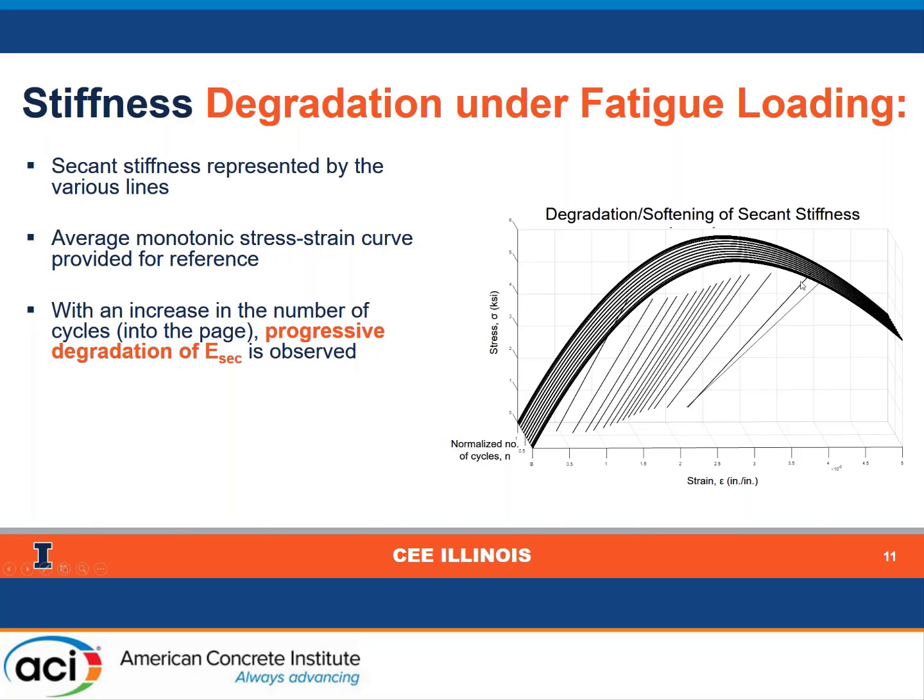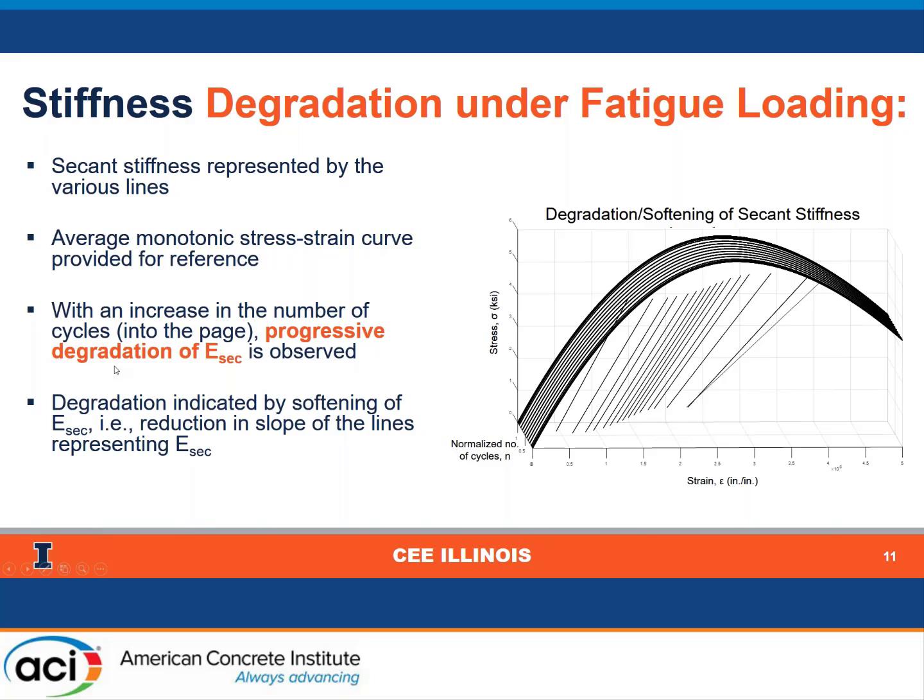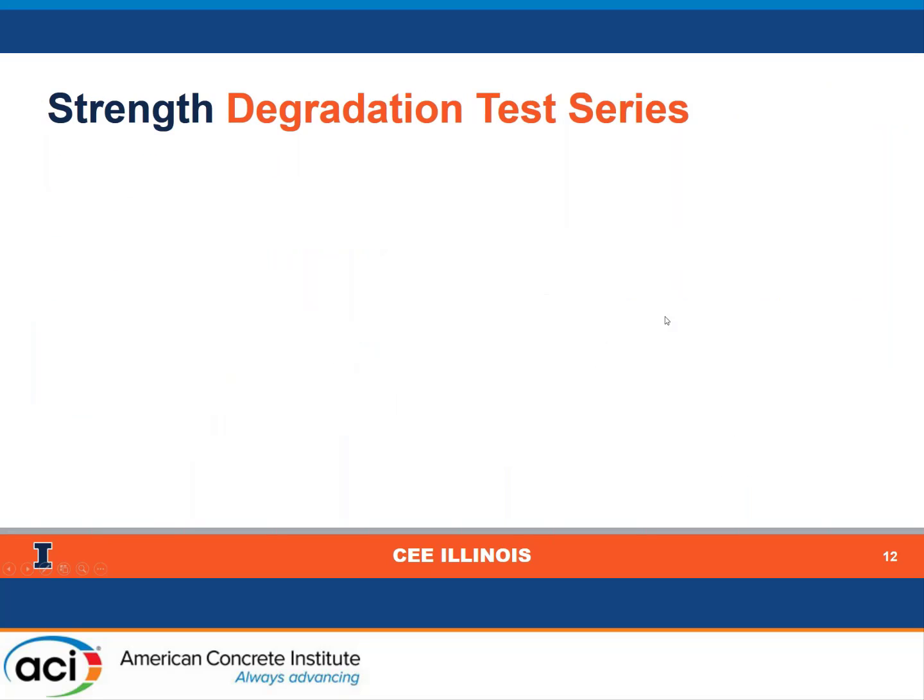You can clearly see that they're becoming more and more towards the x-axis, which verified our hypothesis that there was definitely degradation of stiffness when concrete specimens were subjected to fatigue loading because of accumulation of damage. So this verified our first hypothesis. In order to verify the second hypothesis, we undertook a second test series known as the strength degradation test series.